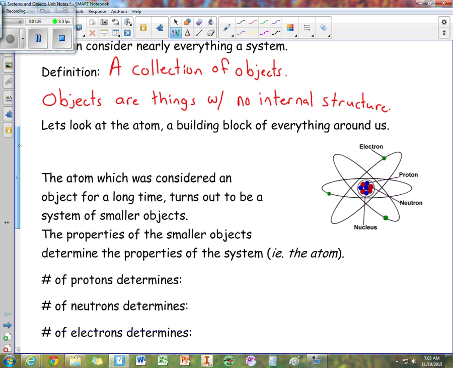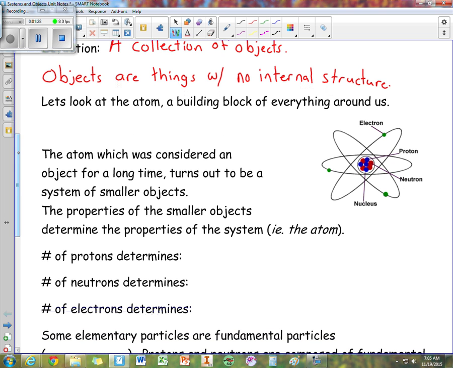So looking at an atom, for a long time, atoms were thought to be indivisible. They were thought to be the smallest unit of matter. So everything is made of atoms, so everything would be a system. And then in the early 1900s, we started learning that atoms have internal structures themselves. So even an atom can be considered a system.